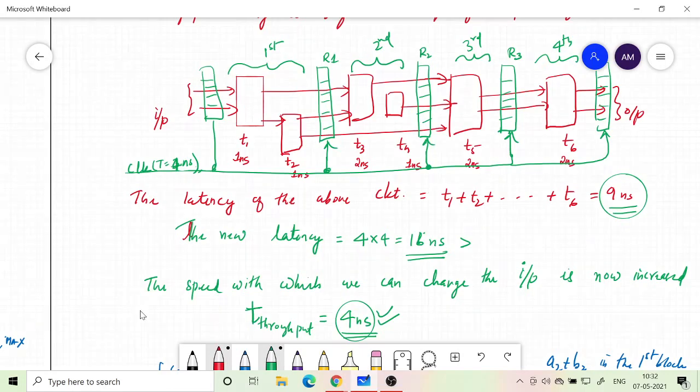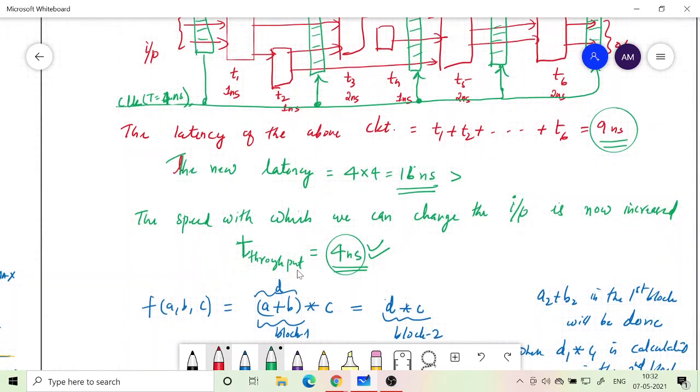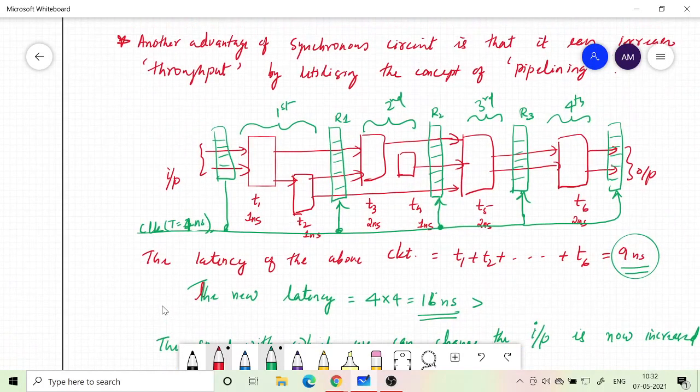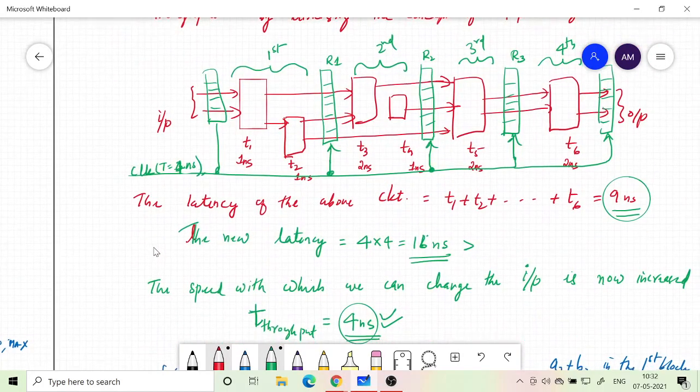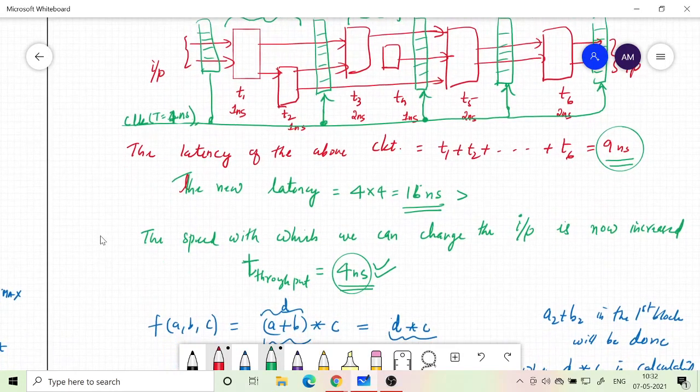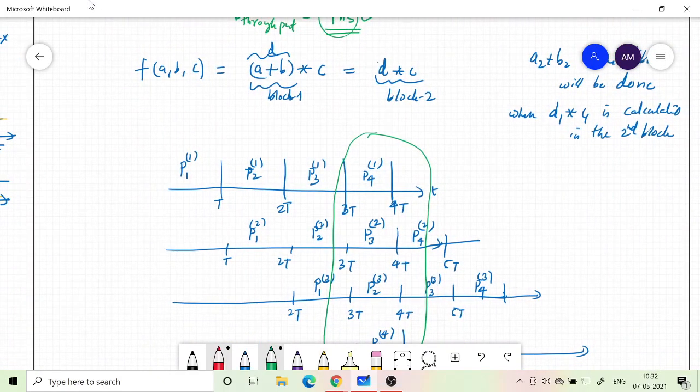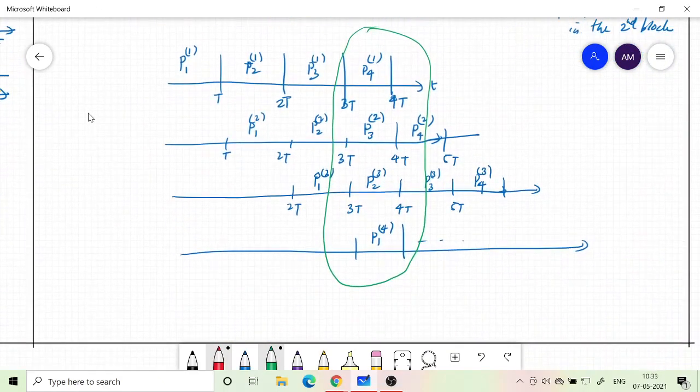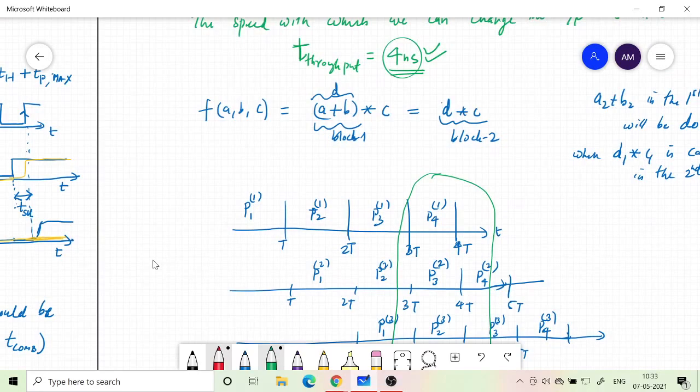Thus the throughput time is very small. It's only 4 nanosecond. You can change the input after every 4 nanosecond. Earlier the throughput was at least 9 nanosecond. We needed to wait for 9 nanosecond, after everything is ensured, and only then could we change the input. So this is the most important advantage of using a synchronous circuit. So I will stop here.